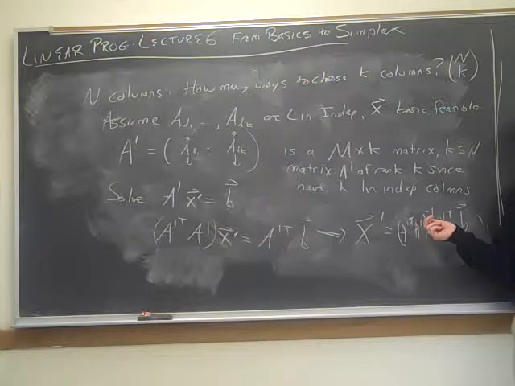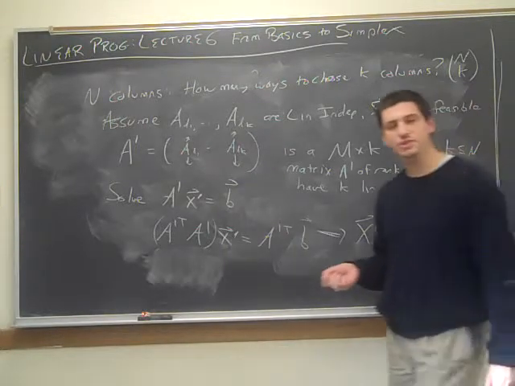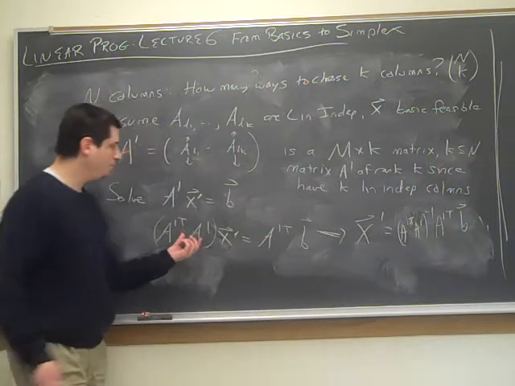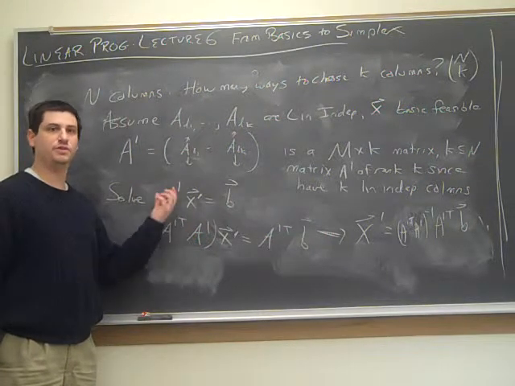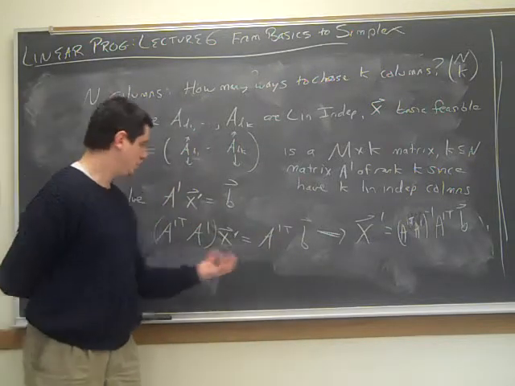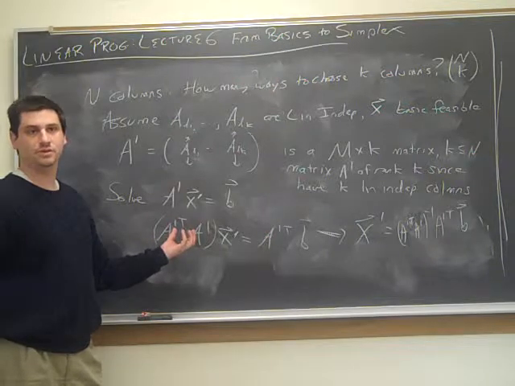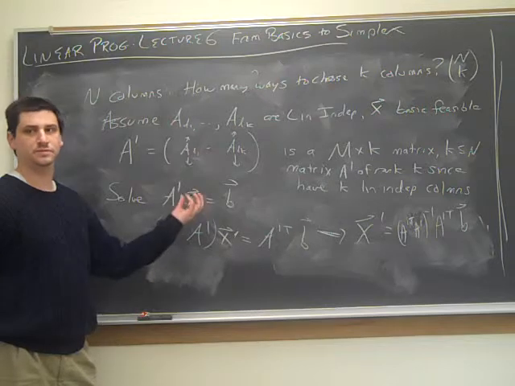Now, this may not have all entries non-negative, right? That's fine. It just means then it doesn't count as a basic feasible solution. So if the matrix is invertible, this will be the only solution possible. So it's very important here. We haven't lost any solutions in doing this. So long as this matrix is invertible, we can uniquely solve for X prime.